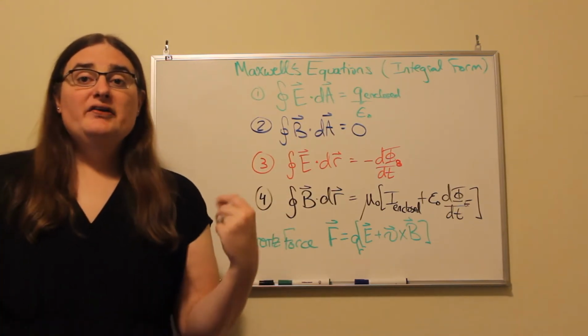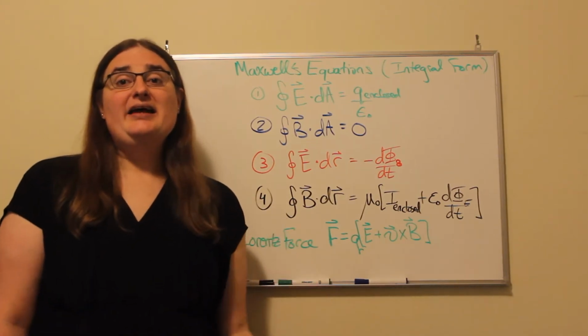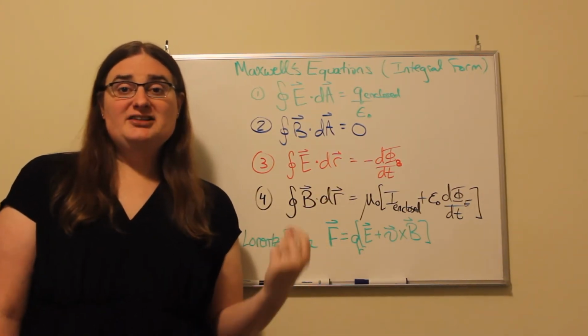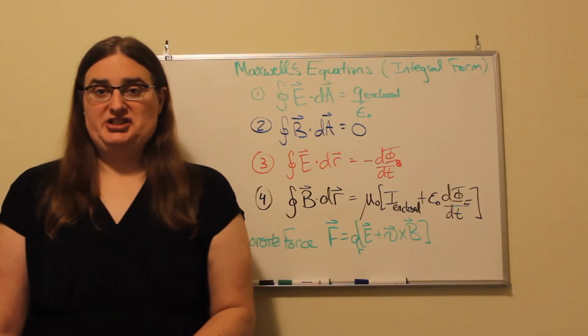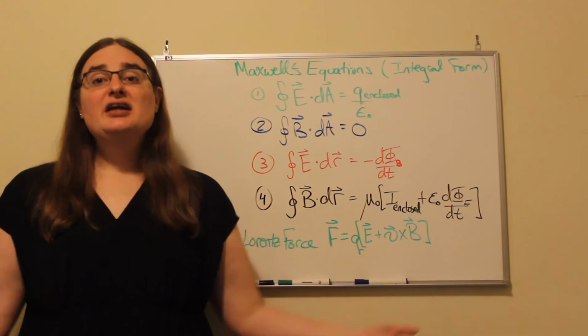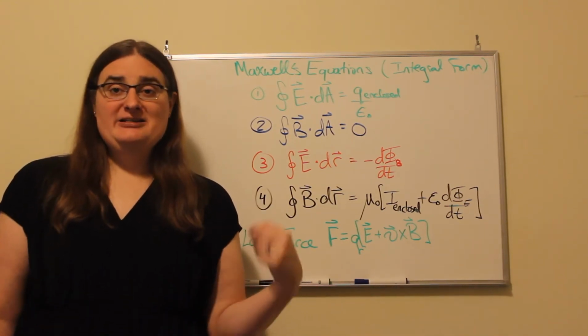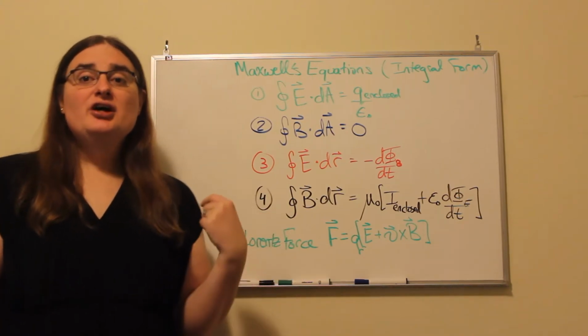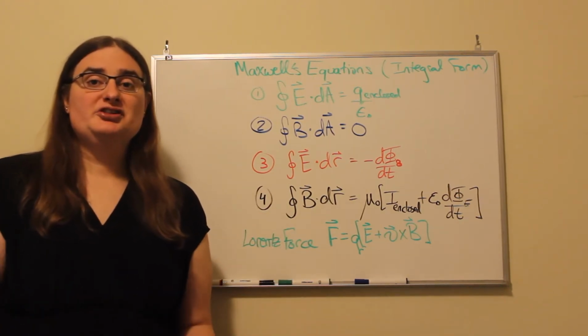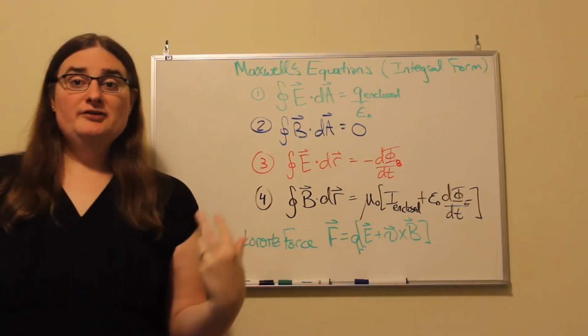And that's because magnetic field lines have no beginning and end, whereas electric field lines begin and end on charges. So since we don't have isolated magnetic charges, then we're not going to be able to have a net magnetic flux through some closed surface. Now, these two pieces are based off of fluxes.